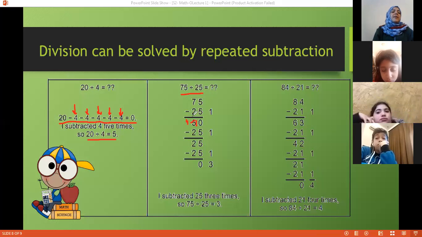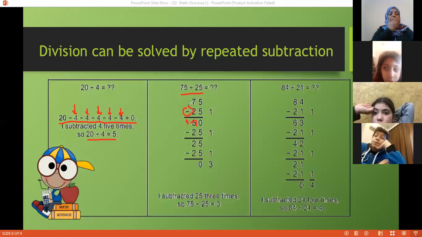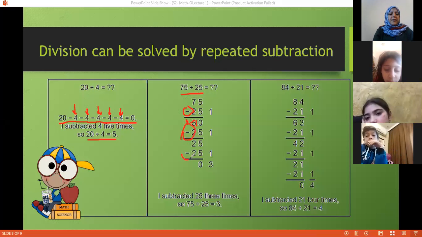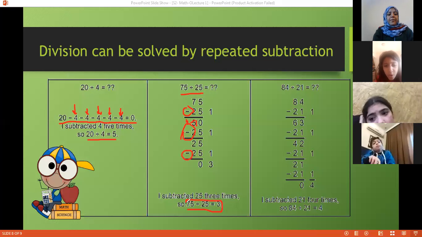So how many times did I subtract? Count them. This is the first time, this is the second time, and this is the third time. So 3 times I subtracted. So 75 divided by 25 equals 3. Is it clear? Let us go for the third example.